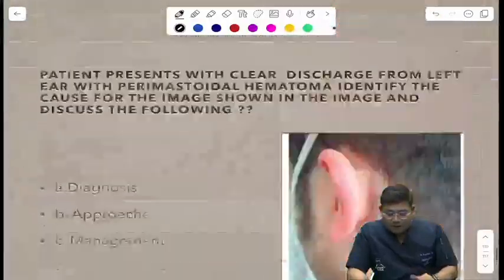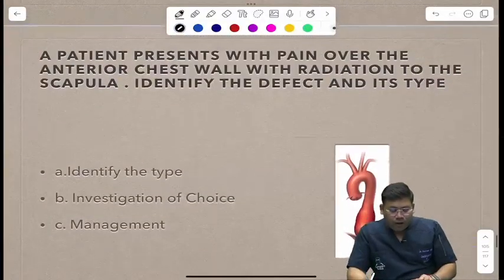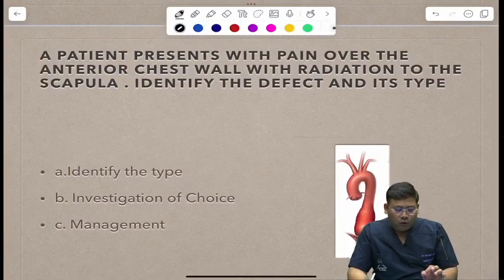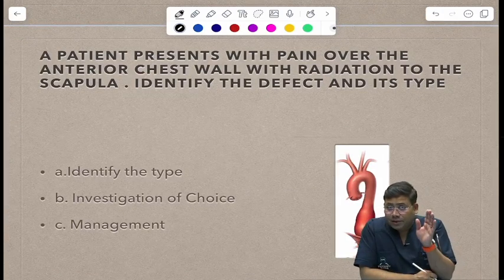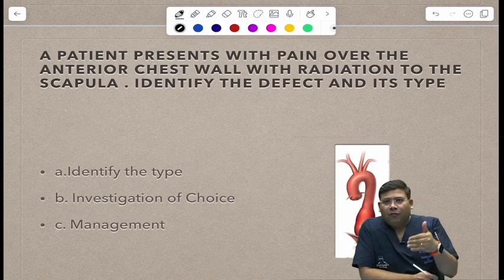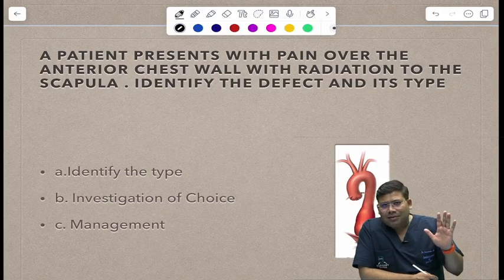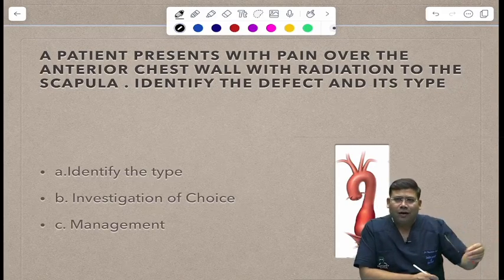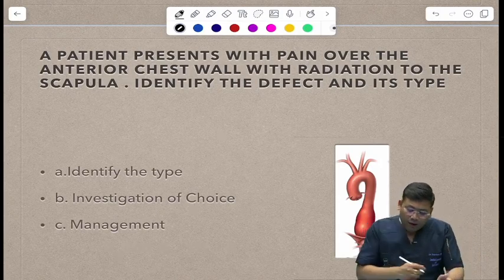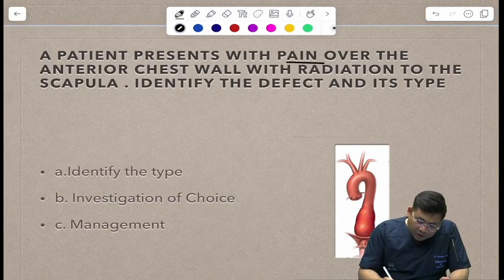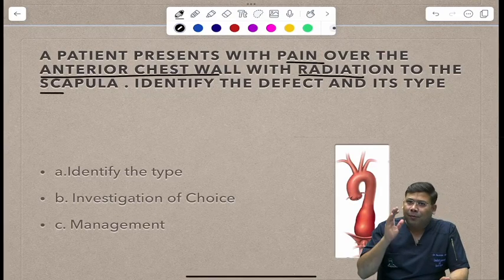Let us understand more important questions. Now, a patient presents to you with pain over the anterior chest wall. Try to understand this. Already I have taught this topic in great depth in my lectures, both the series for NEET PG, or if you have taken Dadagiri series 1, in both I explained this very well. So this is pain over the anterior chest wall with radiation towards the scapula.